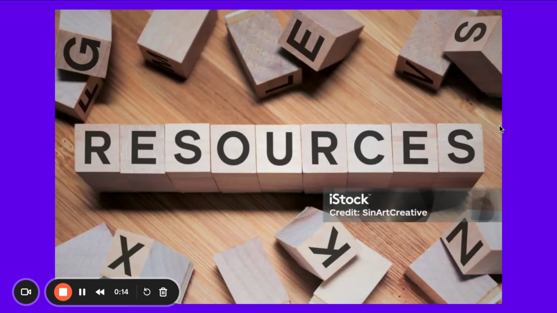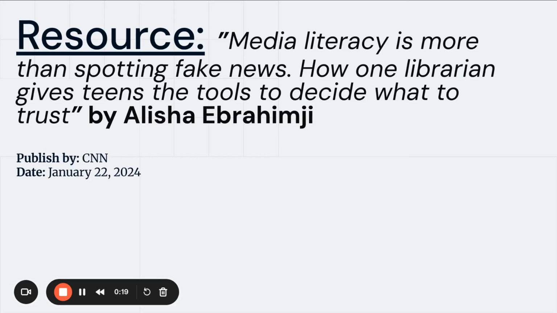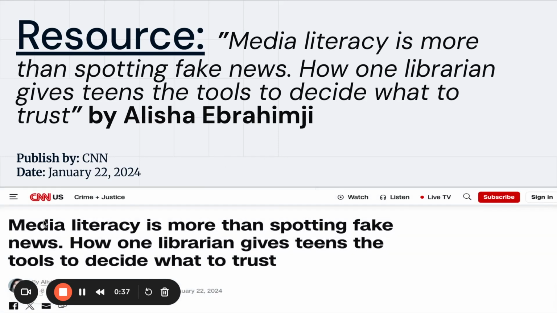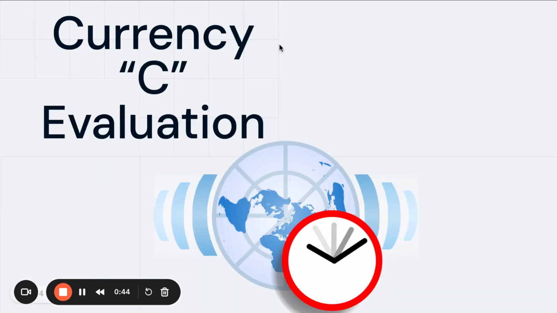Okay, first of all, we need to choose a resource. It doesn't matter what type of resource, but we need to choose one. The resource that I have chosen today was published by CNN, and the name of my resource is "Media Literacy is More Than Just Spotting Fake News: How One Librarian Gives Teens the Tools to Decide What to Do" by Alicia Ibrahim. At the bottom right here, you can see a picture of how it looks on the CNN webpage.